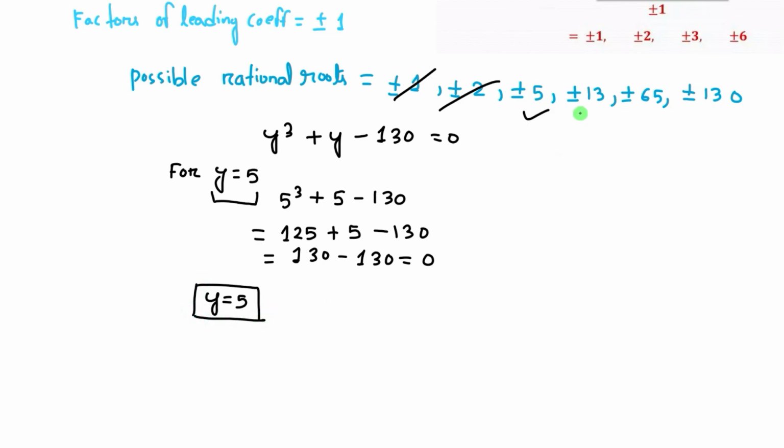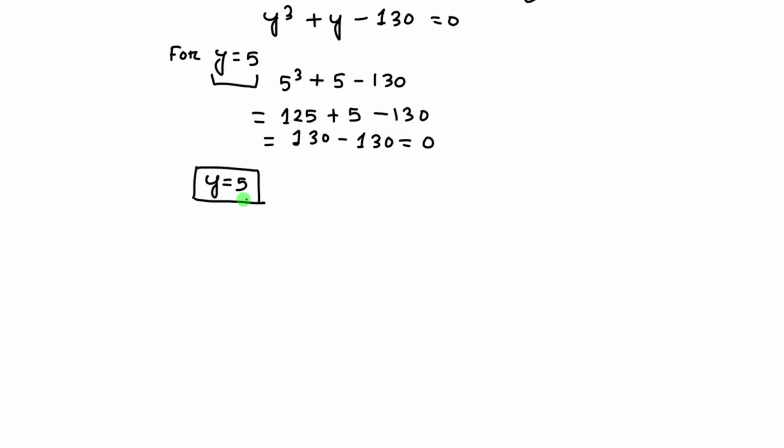Now the next roots, plus or minus 13, will also not satisfy. Same goes with plus or minus 65 and plus or minus 130. As we know that y equals 5 is one of the roots, we can divide our polynomial y cubed plus y minus 130 by y minus 5 in order to find the other factors of the polynomial. For that we'll use the long division method.